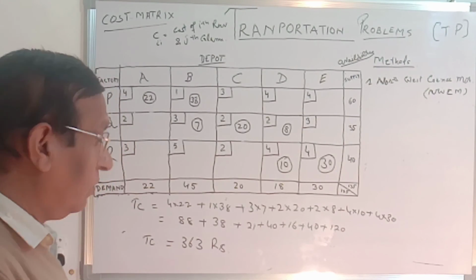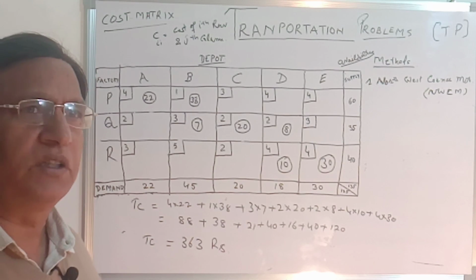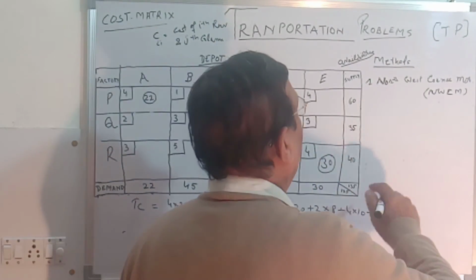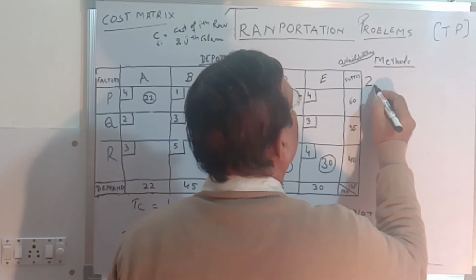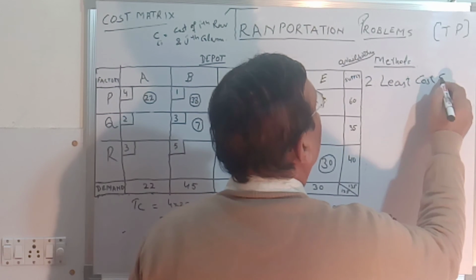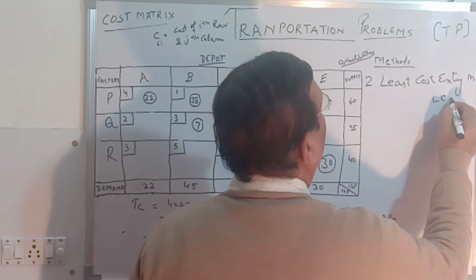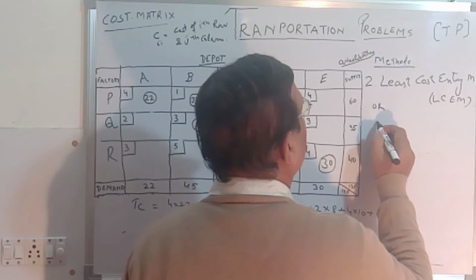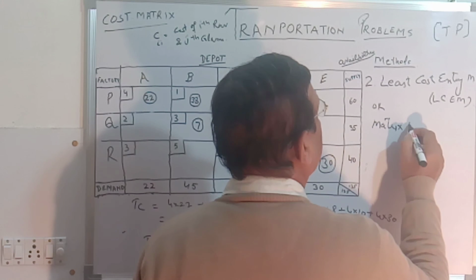But there are other methods also. We have to check now. Total 3 methods are there. Which is the best one? Which method is to be applied, that we will see. And the second method is the least cost entry method. Least cost entry method, LCEM, also known as matrix minima.